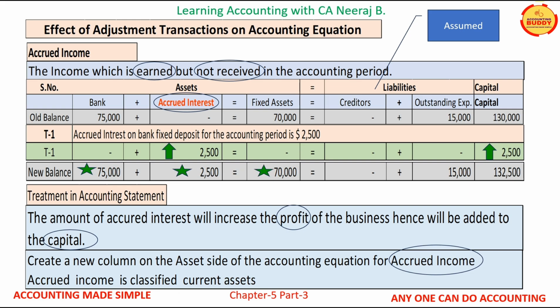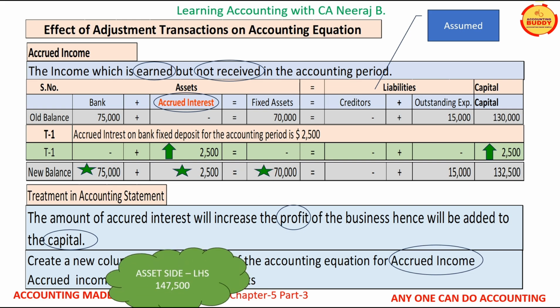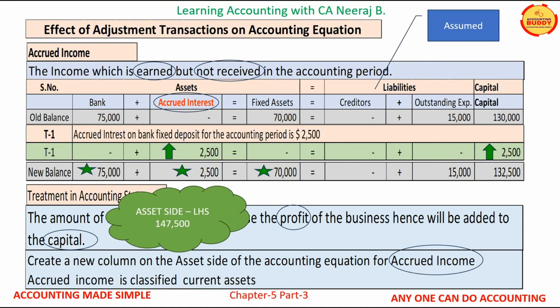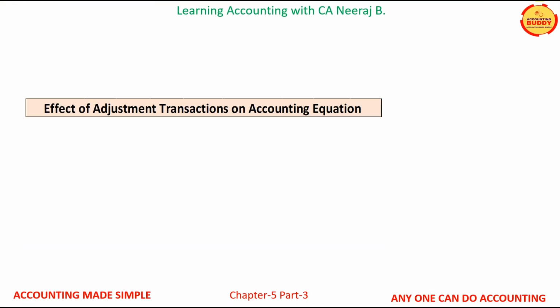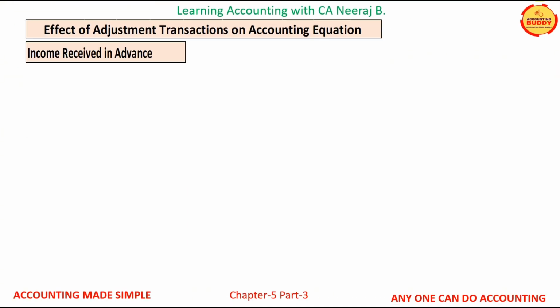fixed assets, totaling to a dollar 147,500 of the total assets on the left hand side of the accounting equation, and on the right hand side we have $15,000 of liabilities and $132,500 of capital. Let us now learn how the income received in advance will affect the accounting equation.